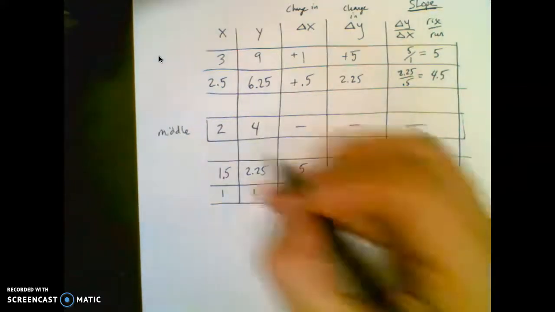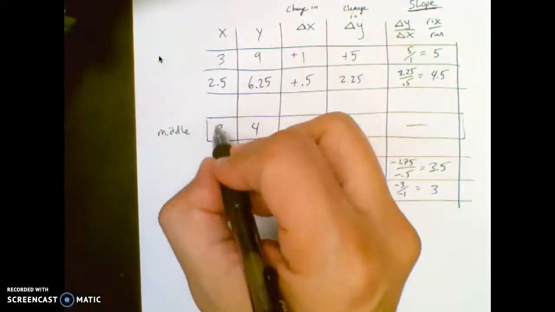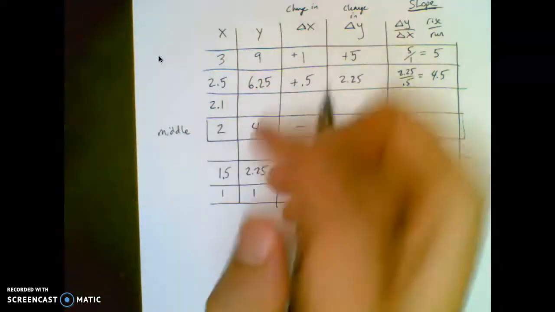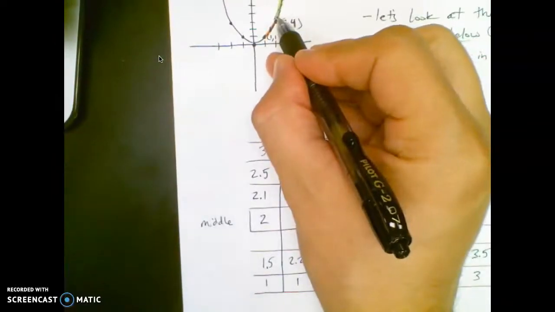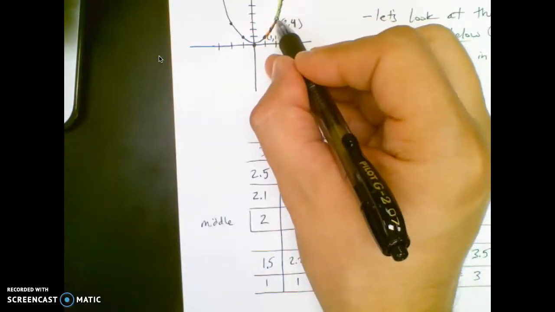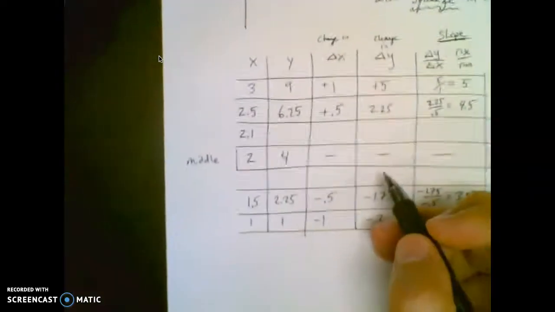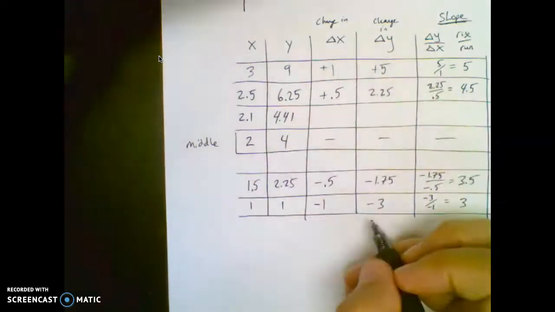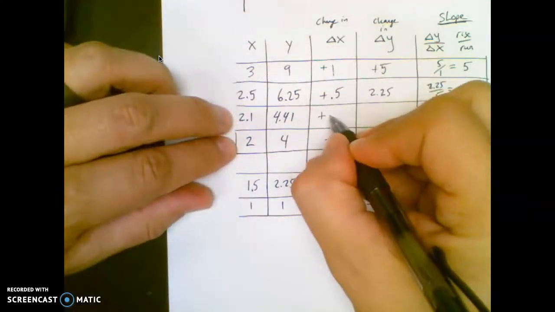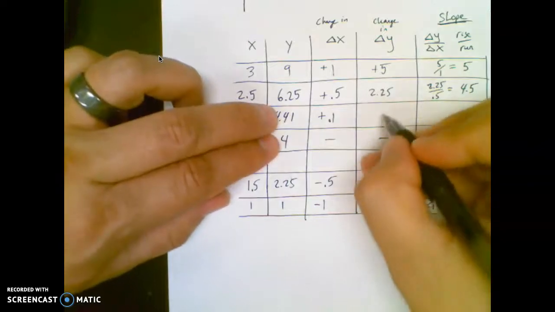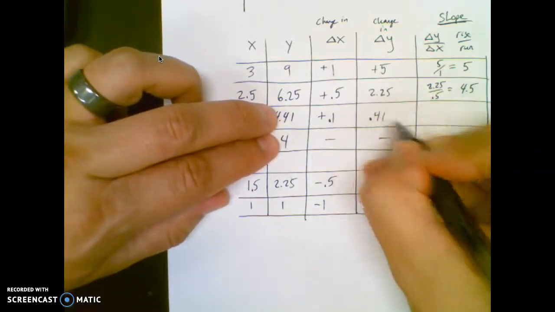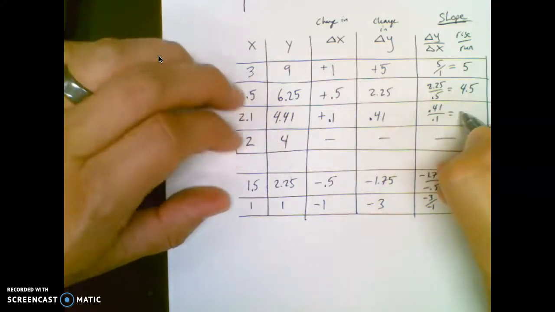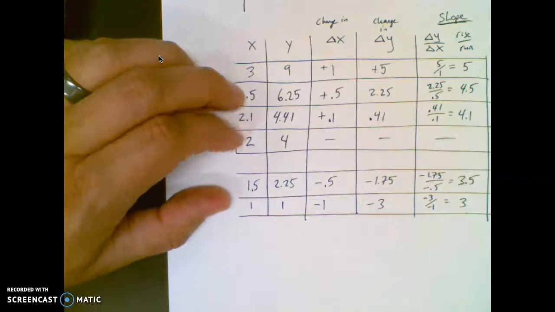But now let's get crazy. Let's get real close. What about just barely bigger than 2, like 2.1? If I go to 2.1, I am barely on the other side of this. It's a tiny little bit, almost the same slope. If you plug it in and square it, you get 4.41 for the y value. How much did the x change? It went up 0.1. How much did the y change? It went up 0.41. And you don't need a calculator, just move the decimal place. That has a slope of 4.1.